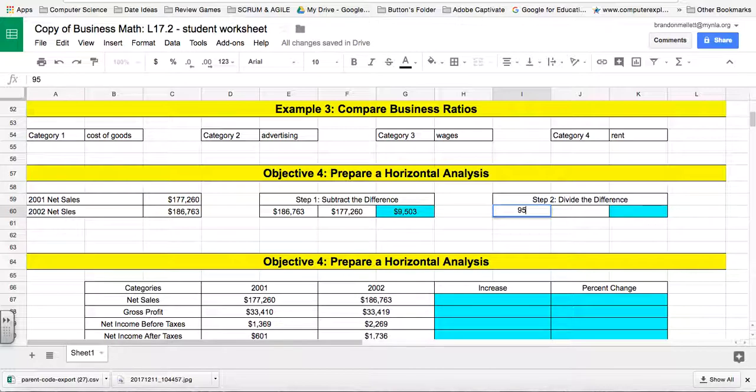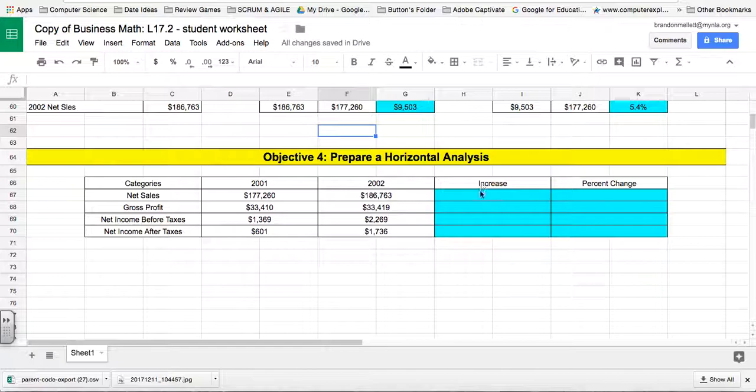Now what we're looking to find is what is the growth from the first year to the next. So we're going to take that difference of 9,503. We're going to take the 2001 net sales, and now we can find out by taking the difference divided by the net sales 2001, we would see that we have a 5.4% growth. So again, it's not taking the percentages just for 1 year. We want to find the difference in the two to be able to compare the two.